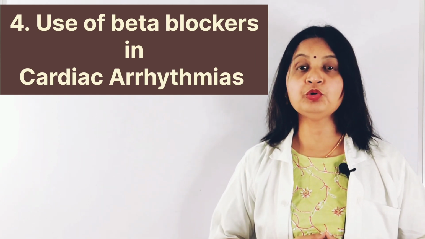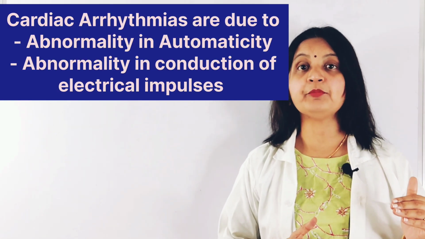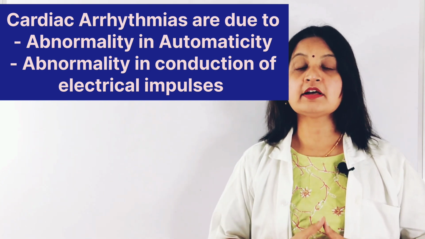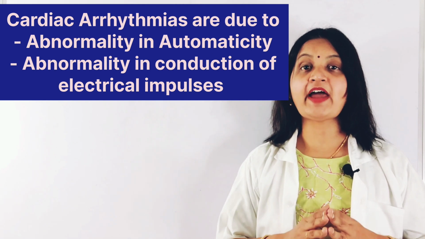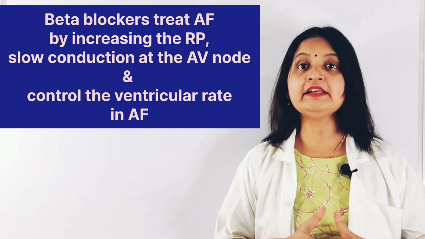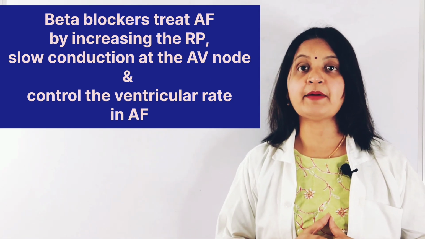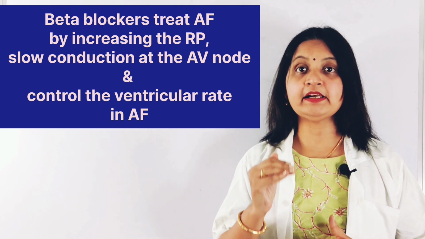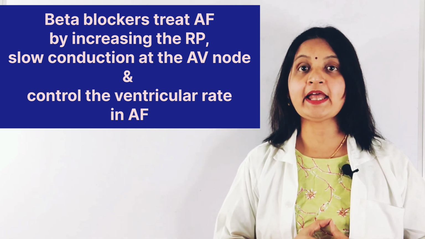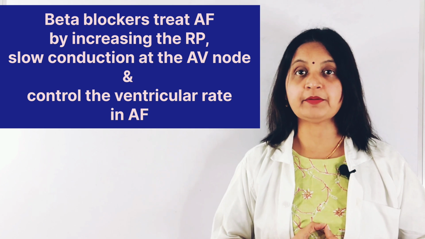Cardiac arrhythmias are due to an abnormality in automaticity and also an abnormality in propagation of electrical impulses. Beta blockers are effective drugs in the management of atrial fibrillation, a disease characterized by abnormally rapid heart rhythm and heart rate. So, beta blockers, by increasing the refractory period at the AV node, decrease the AV conduction and thereby help to control the ventricular rate in atrial fibrillation.